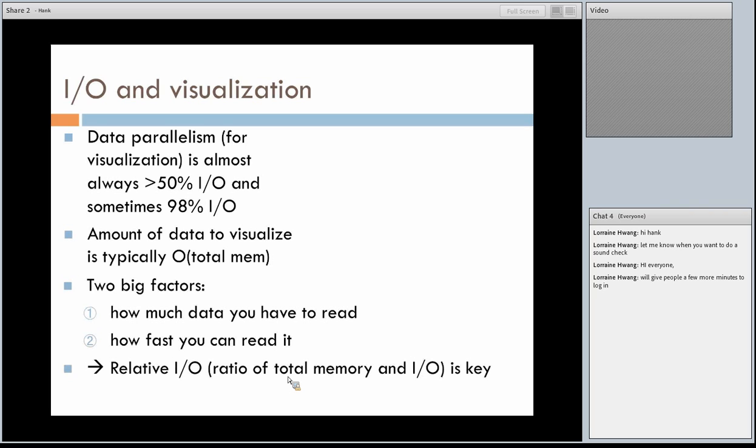That's probably too long when people are talking about interactive visualization. Alternatively, if they ask you to read a terabyte, but the disk can serve up 200 gigabytes per second, that would only take 5 seconds, and that might be acceptable. So again, it's not how much data you have to read, it's not how fast you can read it, it's really the ratio of the two, and that's why we're so interested in relative I/O.